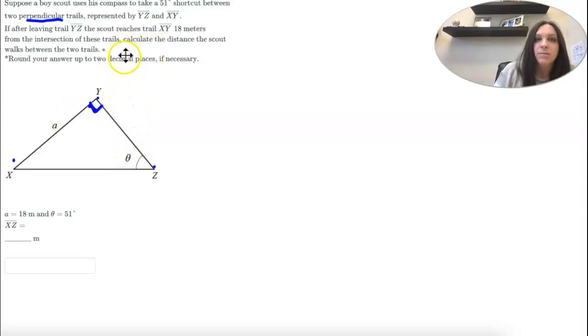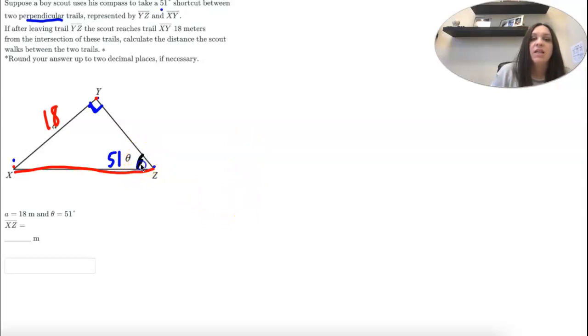All right, so let's go fill in what we know. He takes a 51-degree shortcut between the trails. That's this. And then the scout reached trail XY 18 meters from the intersection. Calculate the distance the scout walks. So that's from here to here. Calculate XZ. So A is 18. Oh, theta is 51. It tells us down there. I should have just kept reading.